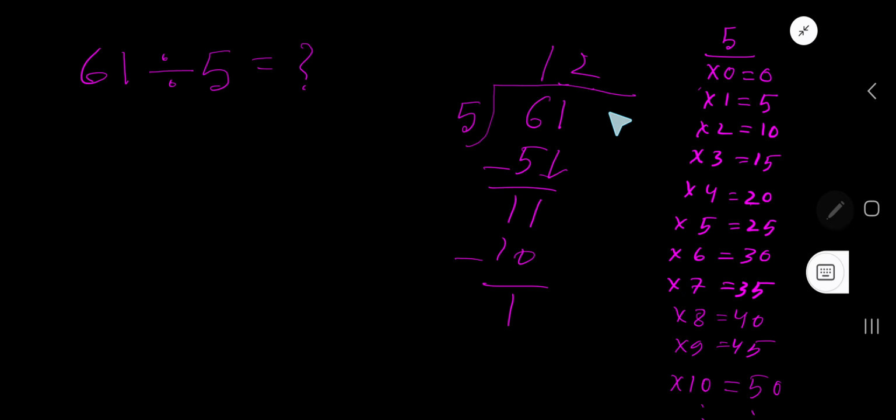If you want to write your answer in decimal form, then put a decimal here, add a number of zeros, and bring down the first zero. Before the zero, a decimal point must come into the quotient directly. 5 goes into 10 how many times? 5 goes into 10 2 times, so 2 times 5 is 10, subtract, 0. As our remainder is 0, we are done. So our answer is 12.2.